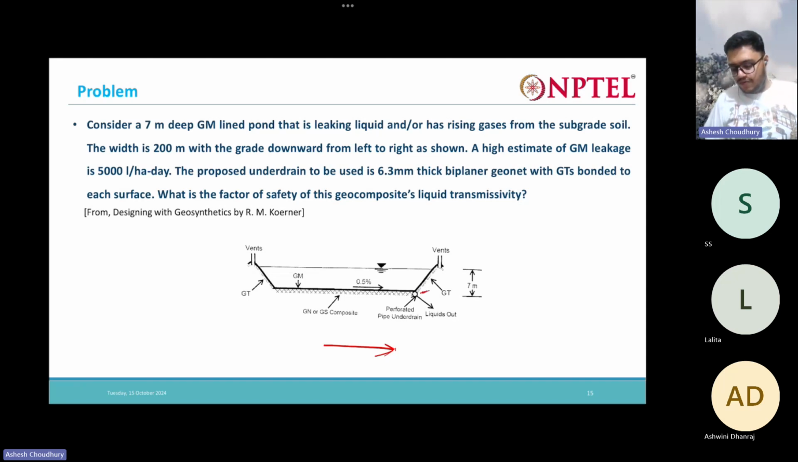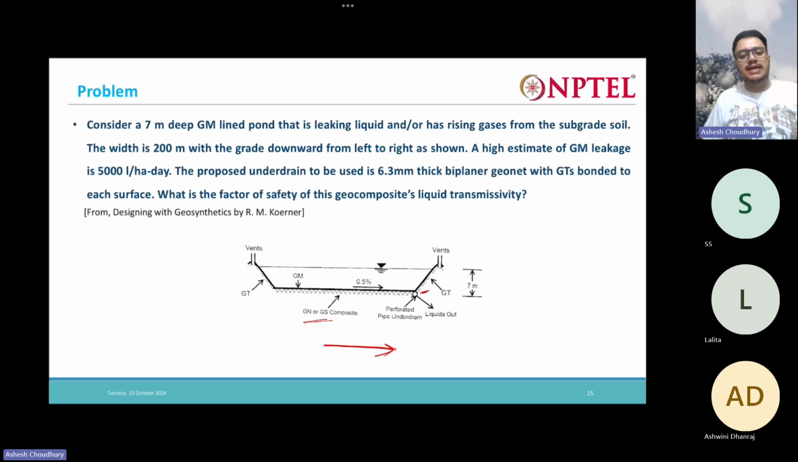And how will it flow? It will flow through this geonet, or this geocomposite. One layer of geonet or geocomposite is given, which will carry the leaking liquid and drain it to the under drain. A high estimate of geomembrane leakage is 5000 liters per hectare per day. This is the amount of leakage happening per hectare per day.